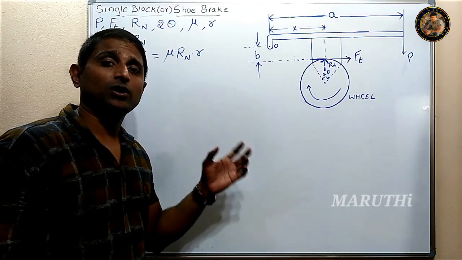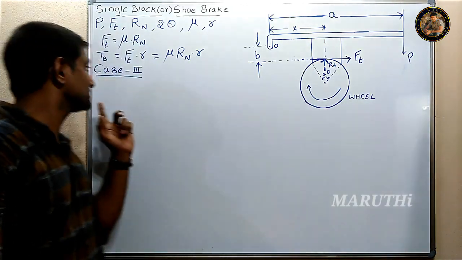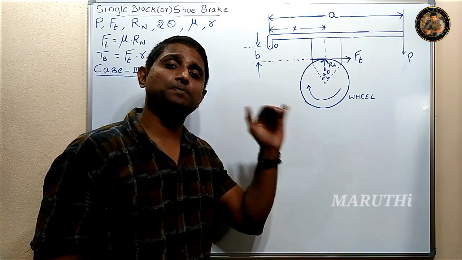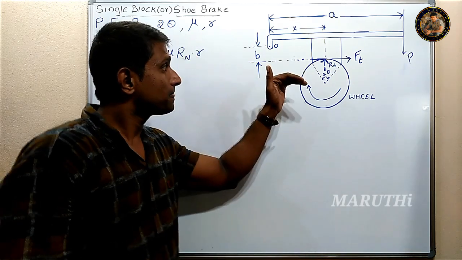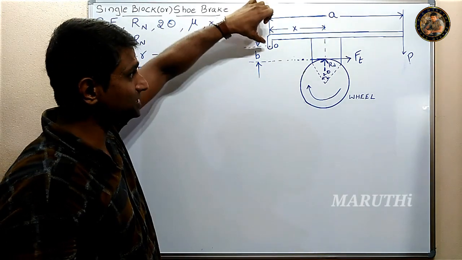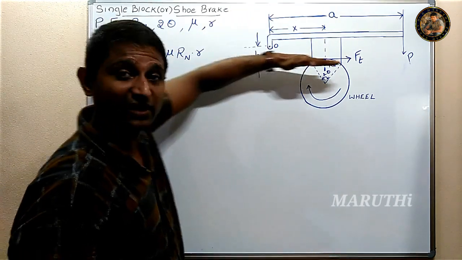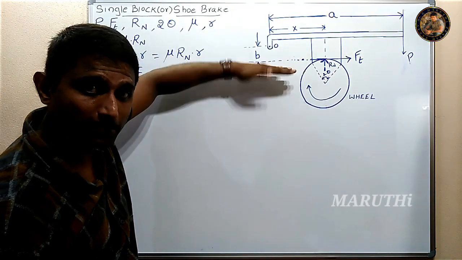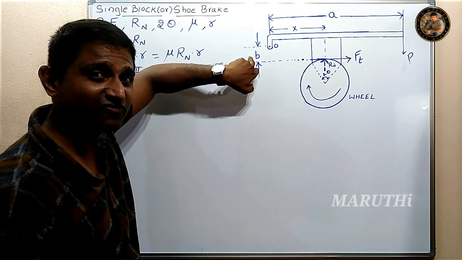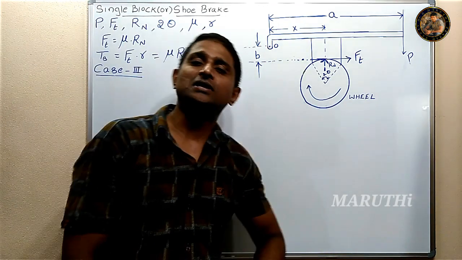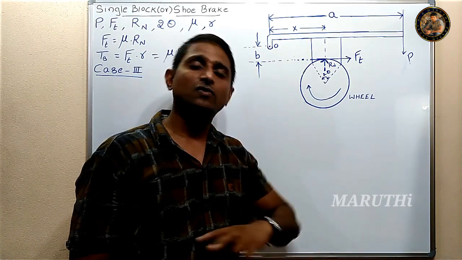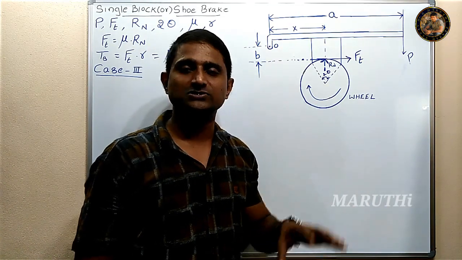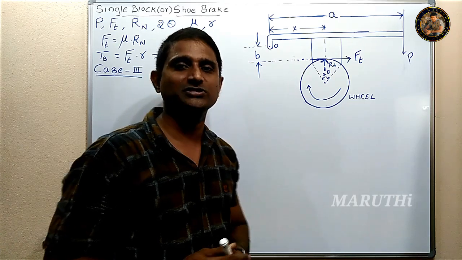Okay, now let's take the third case, case 3. In the third case, the line of action of the friction force is passing through a distance below the fulcrum. So here is the fulcrum, you can observe this one. This line of action of the friction force is passing through here, at a distance of B below the fulcrum. Again here also there are two possibilities. First is the brake drum rotating clockwise, next is the brake drum rotating counterclockwise. So let us take the first one, the clockwise direction.